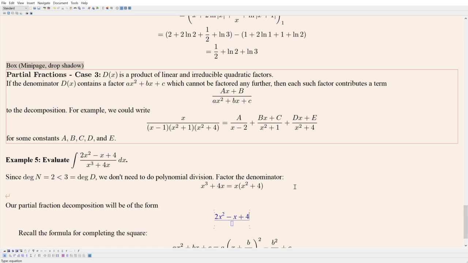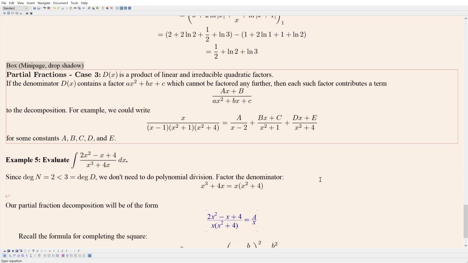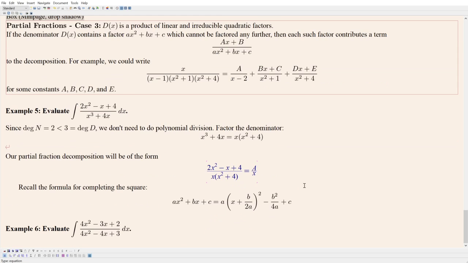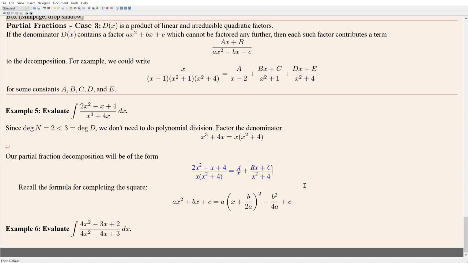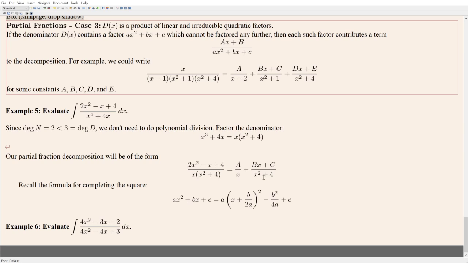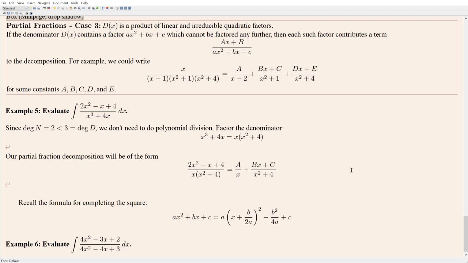So 2x squared minus x plus 4 over, and then I'm going to put in the factored form of the denominator. So a over x, one term for our linear factor, and then bx plus c over x squared plus 4, one term for our quadratic factor, but the numerator now has to be linear, as opposed to just a constant. And now we proceed pretty much the same way as before to figure out what a, b, and c are.